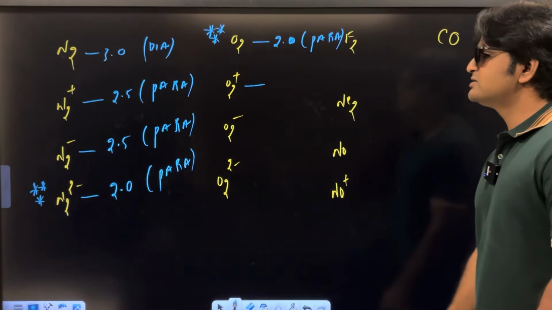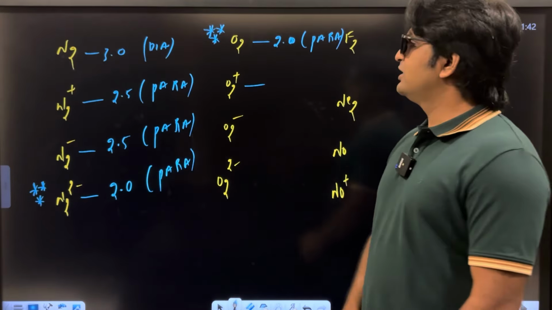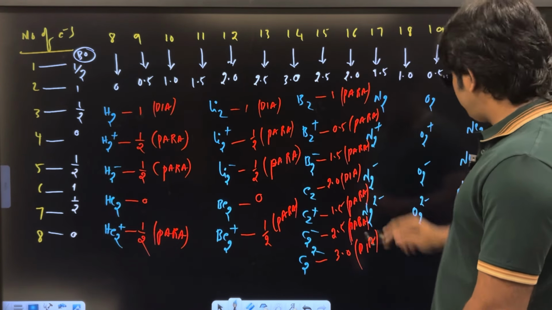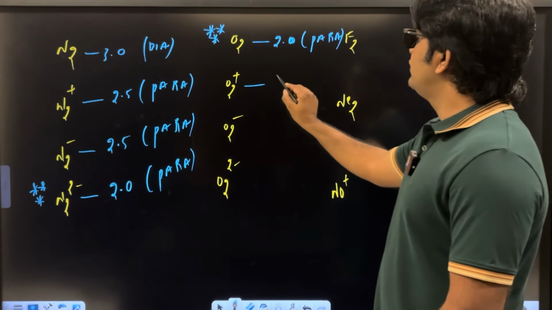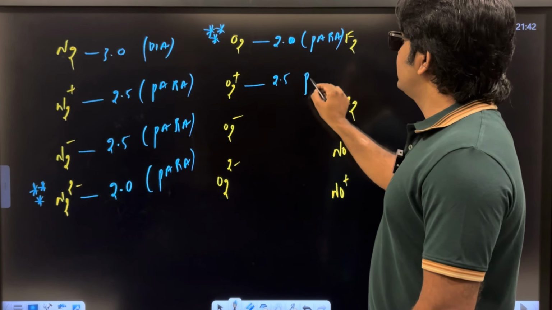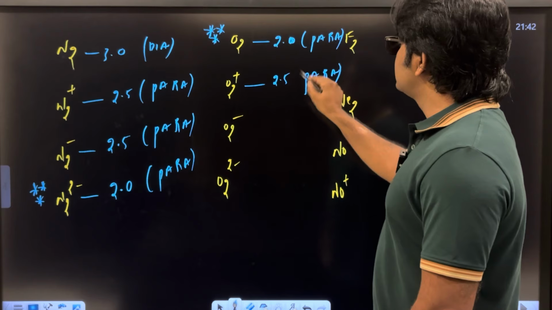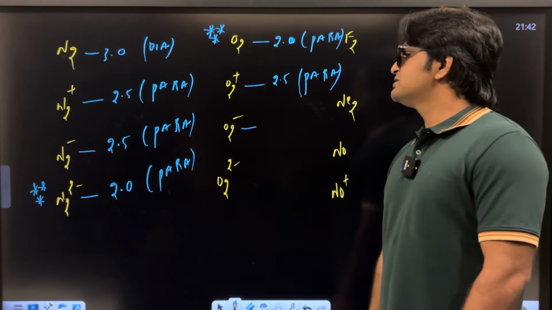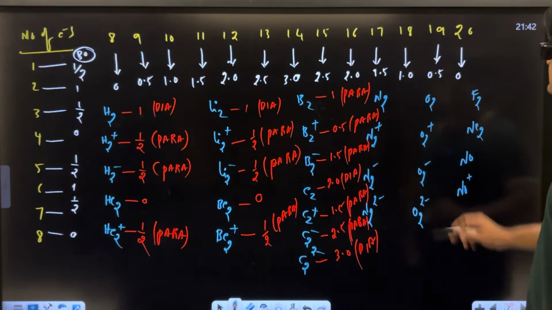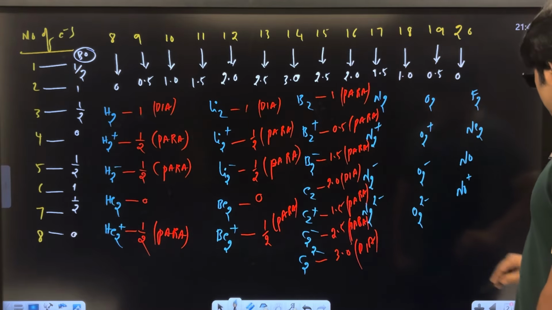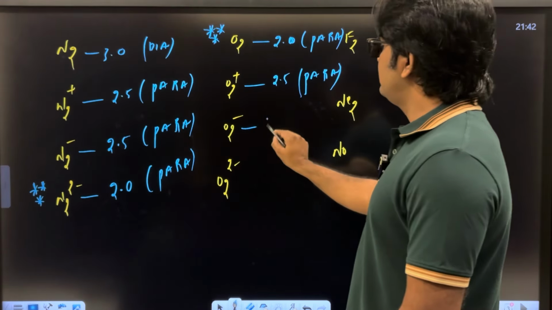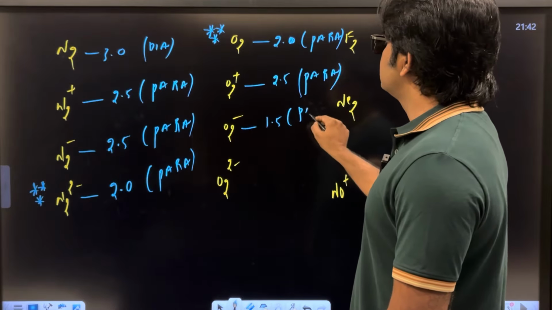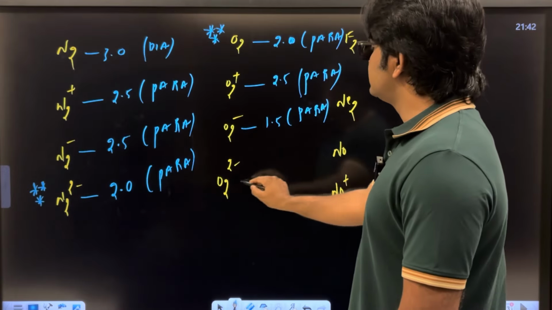Next one, O2 plus. O2 plus, how many electrons? 16 minus 1, 15 electrons. With 15 electrons, what is the bond order value? 2.5. And what is the magnetic behavior? Paramagnetic species. O2 minus, how many electrons? 17 electrons. For 17 electrons, what is the bond order value? 1.5. That is also a paramagnetic species.